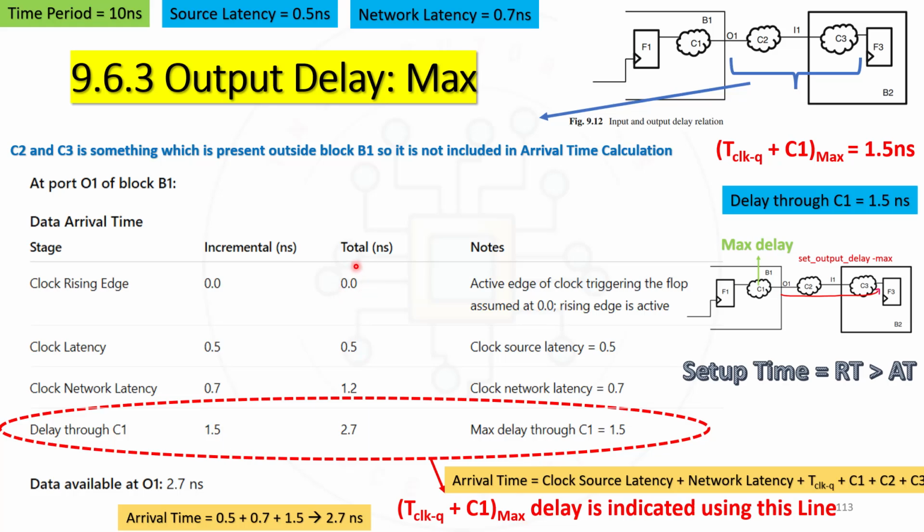So simply, initially when the clock is getting triggered, the delay is 0, followed by clock latency, I mean source latency, then network latency will get added up, followed by this clock to Q delay followed by combo delay. So total delay is 2.7 nanosecond.